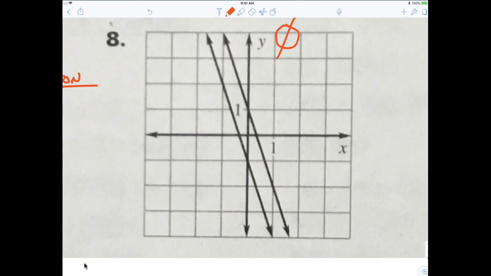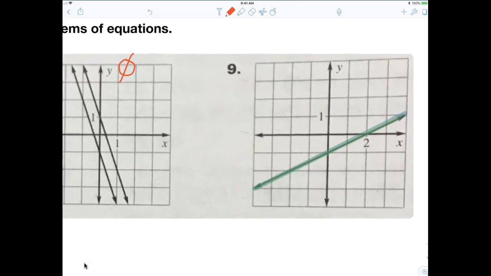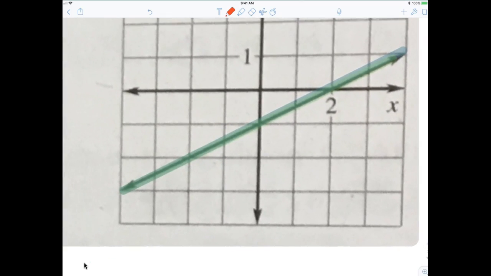So again, now you just got to listen carefully. Is there a point of intersection on question 8? No, there is no point of intersection, so there wouldn't be a solution. All right. Now, if you look at number 9, I try to demonstrate how many points of intersection there are here.